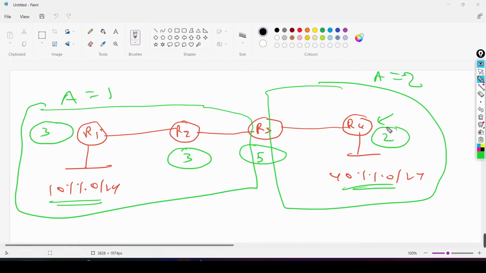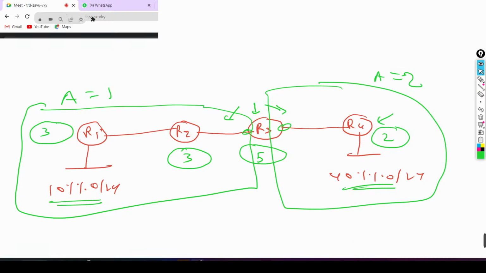Sir, only 4 should be there in R3, right? In R3, R3 will generate how many LSA 1? 2 LSA 1. 1 LSA 1 for area 1 and 1 LSA 1 for area 2, because this router is in both areas. Here also I am running OSPF, here also I am running OSPF, and both interfaces are in different areas. Yes or no? So actually OSPF is running on the interface. So this router will generate 2 LSA 1, right? Yes or no?